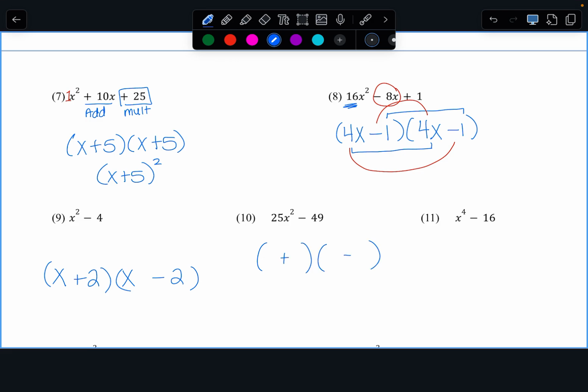What times itself gives you 25x squared? 5x. And what times itself gives you 49? 7 times 7. And your middle terms cancel out because one would be plus, one would be minus.